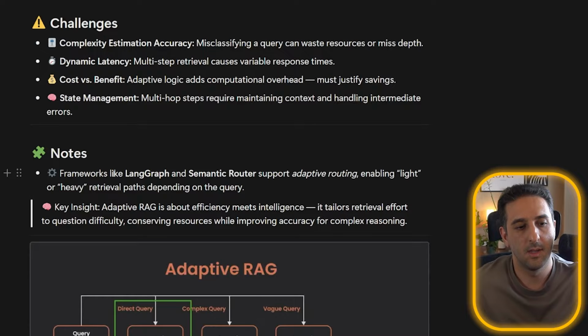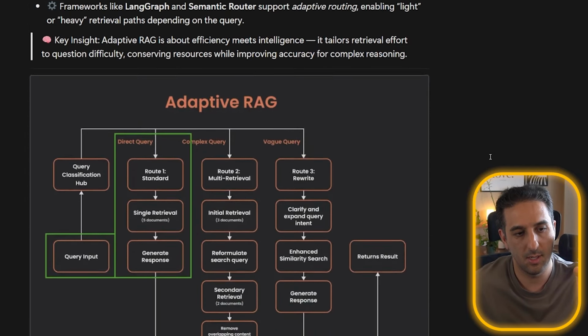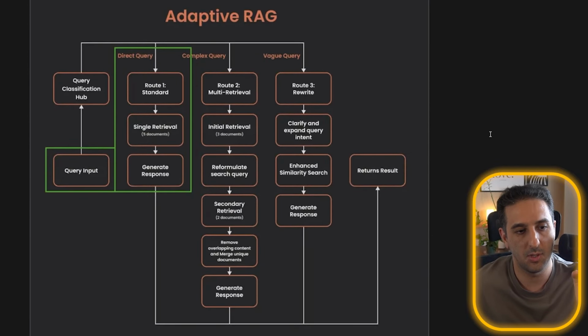Just a quick note, frameworks like LangGraph and semantic router support adaptive routing, enabling light or heavy retrieval paths depending on the query. And we are going to use LangChain for our project. So here's the schema for adaptive RAG. Again, the green sections are the parts that we already saw and implemented for our standard RAG.